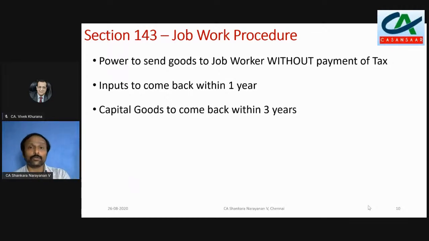But in case of capital goods, we have a further timeline of 3 years. So it has to come back within a period of 3 years. The 2018 CGST Amendment Act, notified from 1st February 2019, brought an amendment.